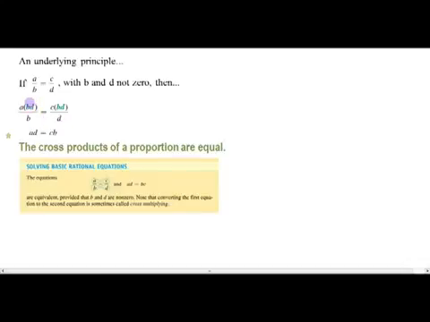What happens is that our b's cancel, our d's cancel, and we get ad equals cb. In this way, we see that the cross products of a proportion are equal. A proportion is when a fraction equals another fraction. So we can use this principle and just cross multiply to solve for simpler equations like this one.